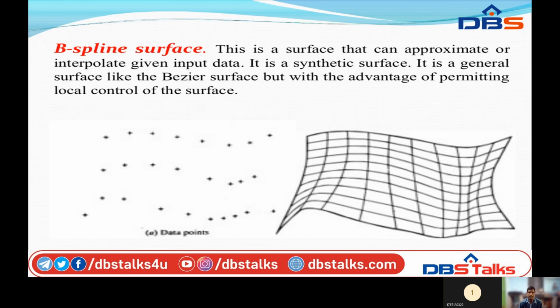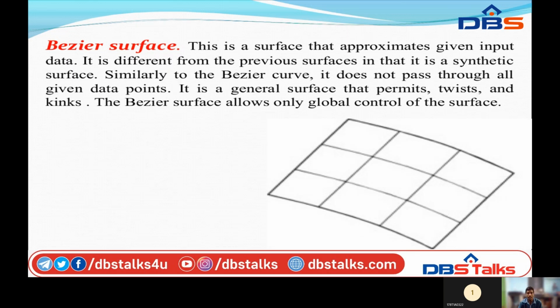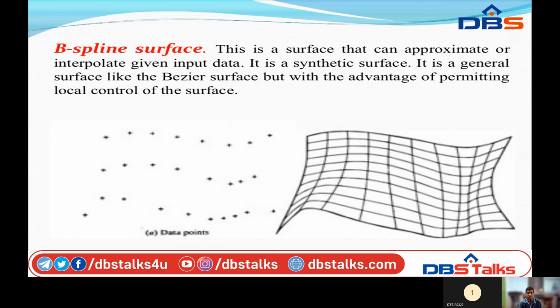Next, coming to the B-spline surface. B-spline is similar to the Bezier surface, but here we approximate or interpolate the given input data. Compared with the Bezier surface, the B-spline is very similar. It is also a synthetic surface in general, and its surface looks like a Bezier surface. This is the representation of the B-spline surface.